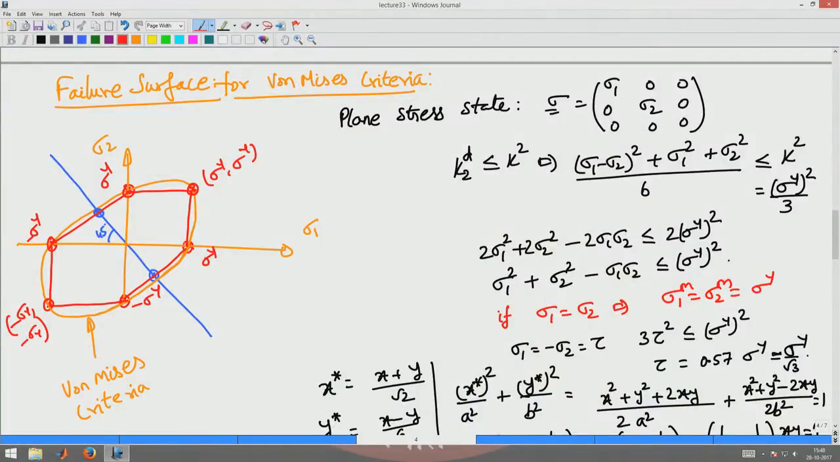It is the Tresca envelope, which is inscribed inside the von Mises envelope only if I match with the uniaxial yield stress. On the other hand, if I match with the shear stress, the von Mises curve would be inscribed within the Tresca criteria. So, it is not that one failure criteria is always conservative and the other is unconservative. It depends upon where you are matching the failure criteria.